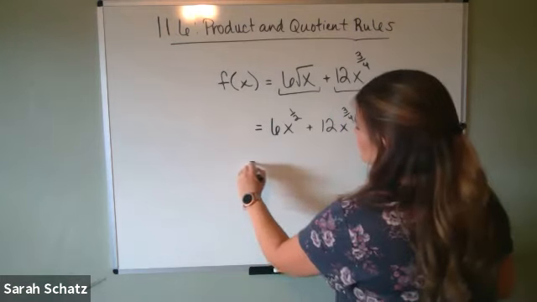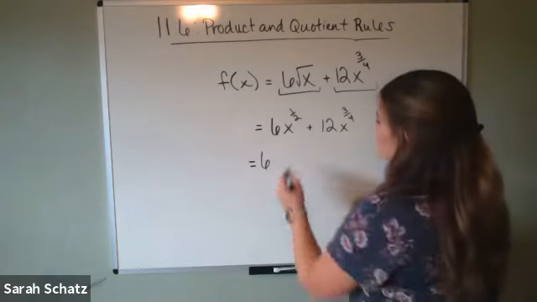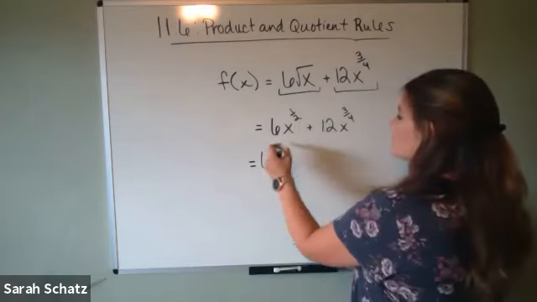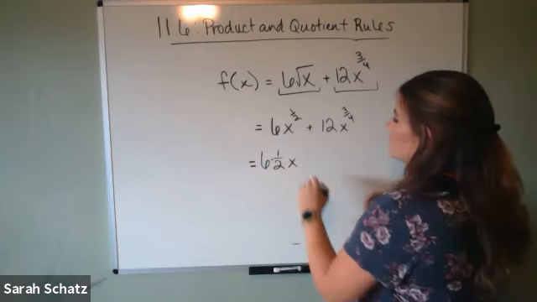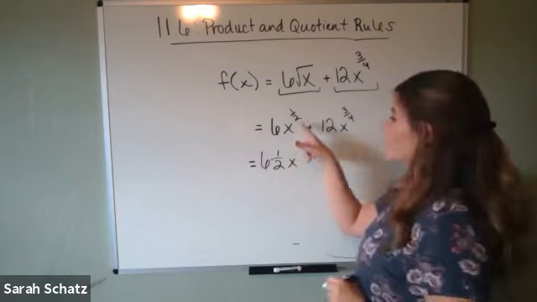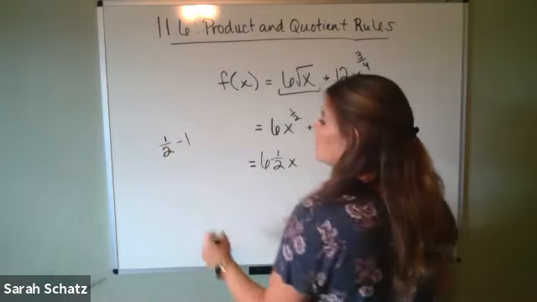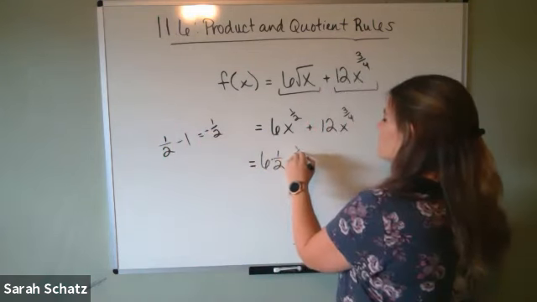So the 6 being a coefficient, remember that comes straight down. x to the 1/2, that's what you're going to do the power rule on. Remember, the power goes in front, so you're going to have a 1/2 here. But you have to take 1 away from this power. So 1/2 minus 1 is negative 1/2. So that's going to be your new power on x.